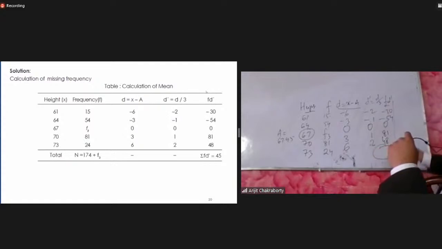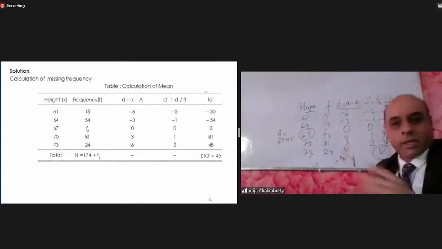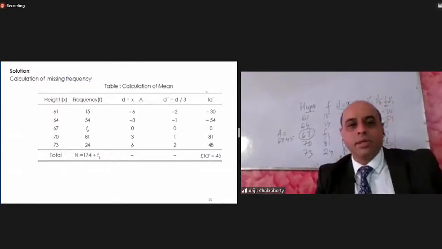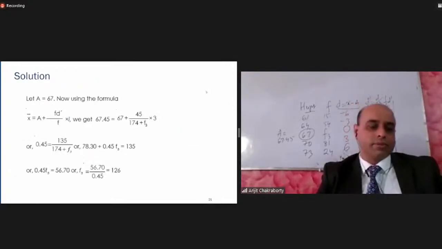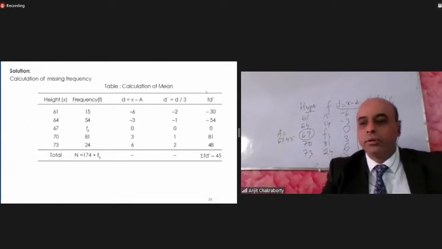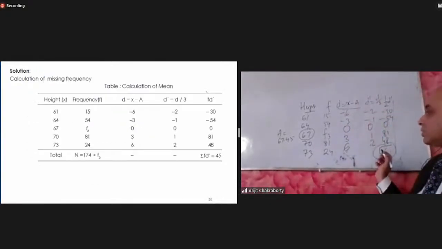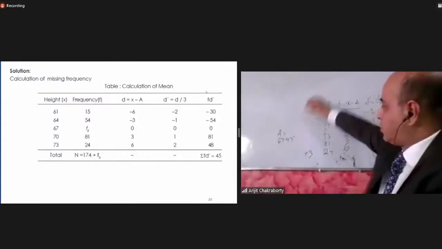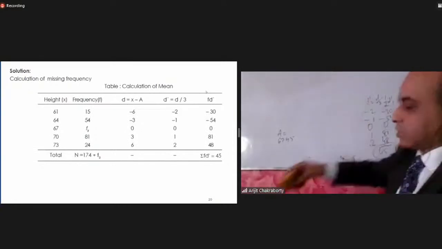Now you have to find the total value. So just work it out. It will come to 45. So now we have got one missing frequency. Now we will use the formula. So sigma fd dash is 45. So I'm just rubbing all these parts and we will focus on the solution.